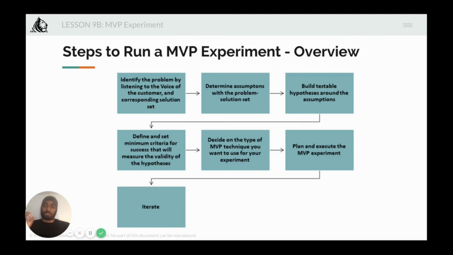First of all, you will start with identifying the problem by listening to the voice of the customer, which is basically talking to the customer, identifying what they are looking for, what they are troubled with, and so on. Then you will create a solution set. That is, for this problem, these are the different solutions that we can attack.